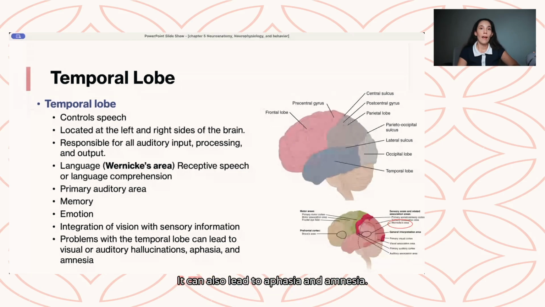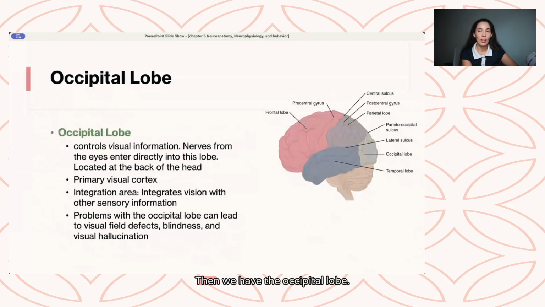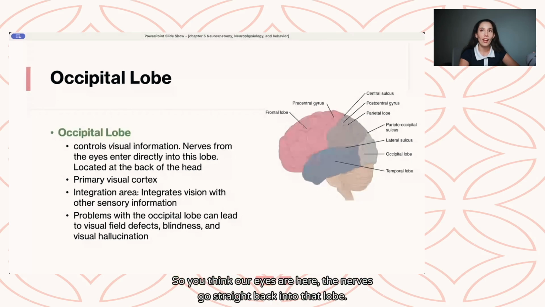Then we have the occipital lobe. So the occipital lobe is in the back of the head. We can see it here. It's in the green. And this controls visual information. Nerves from the eyes enter directly into this lobe. So you think our eyes are here, the nerves go straight back into that lobe. It's the primary visual cortex, has an integration area that integrates vision with other sensory information, and problems with this area can lead to visual field defects, blindness, and visual hallucinations.